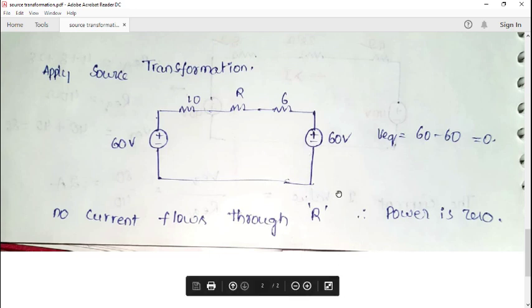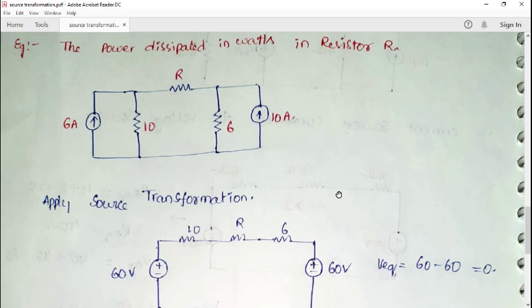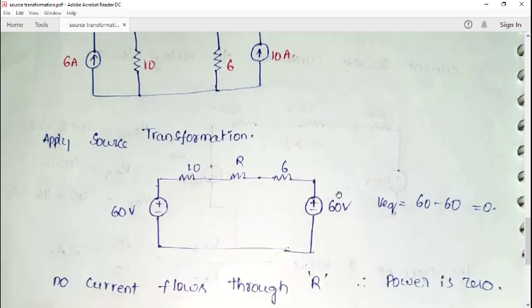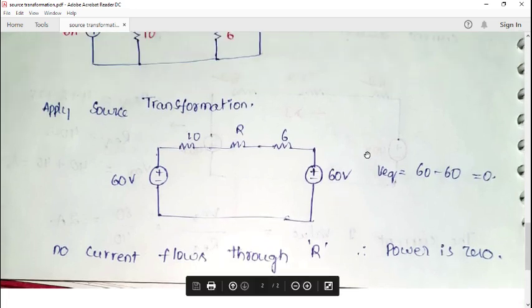So to summarize, a current source can be converted into a voltage source with the resistor in series with the voltage source, and a voltage source can be converted into a current source with the resistor parallel with the current source. And we have seen two problems here, which are very useful, I guess.